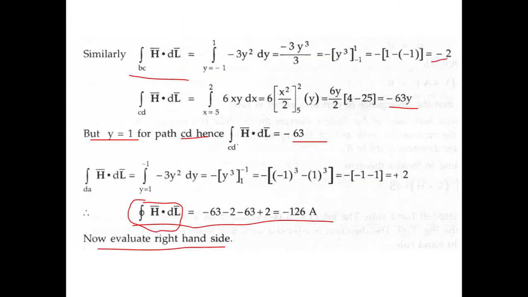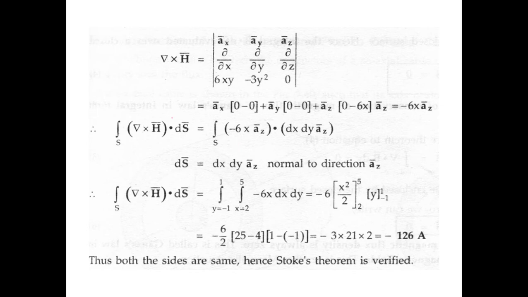So curl of H vector, when you find it, this is the answer you get: minus 6 az cap. So minus 6 az cap will be curl of H vector, that is this one, right? And dot ds will be dx dy az cap. I hope you understood from the diagram. Now ds vector will be dx dy az cap, normal to the direction az, as I told you.